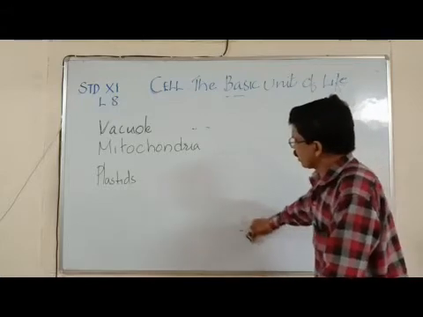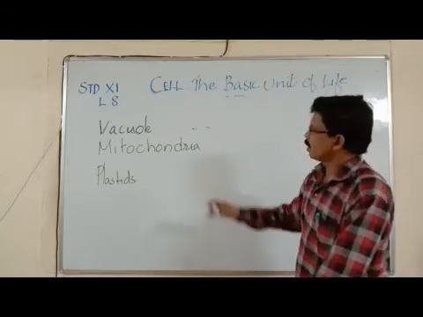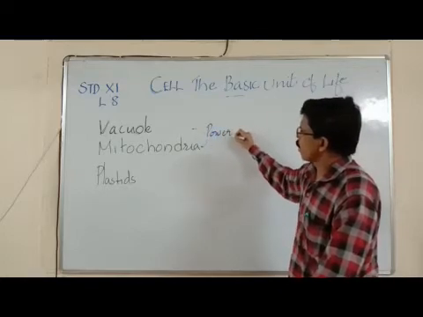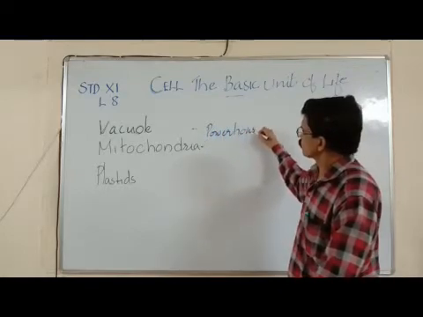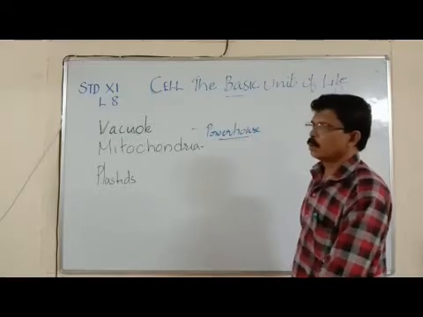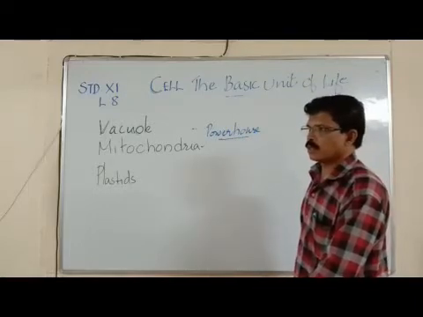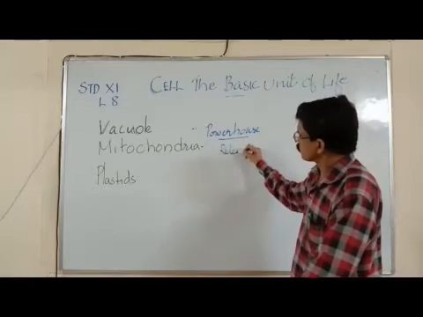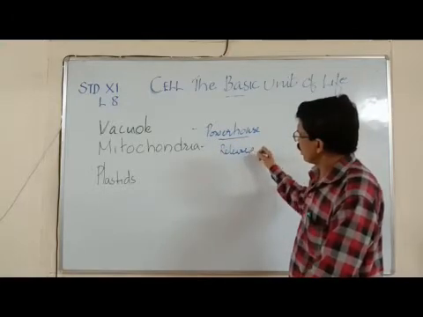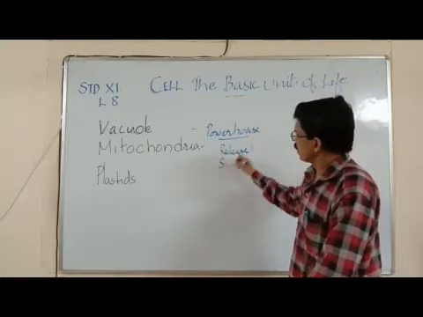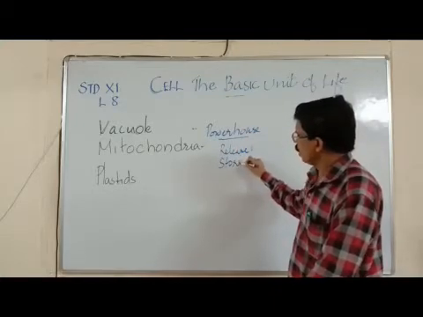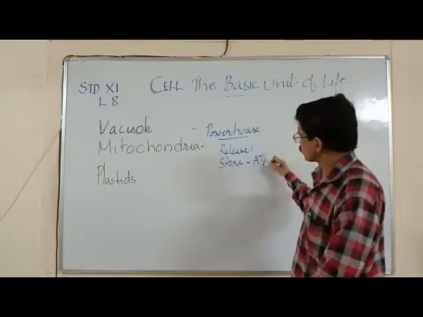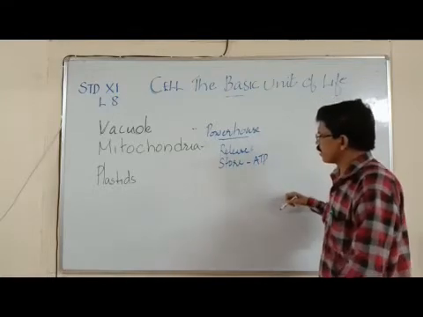Now the next organelle is mitochondria. Mitochondria is called the powerhouse of the cell. Everybody knows about it. Mitochondria is called the powerhouse of the cell because they release energy from the cell. They release and store energy in the form of ATP.